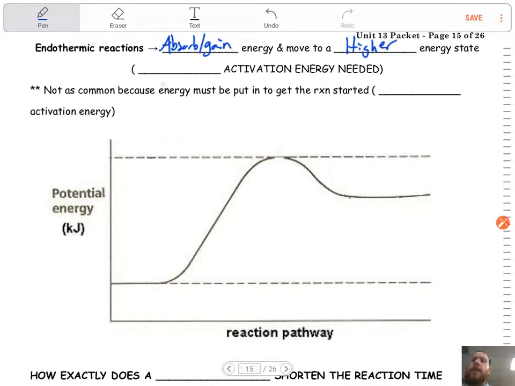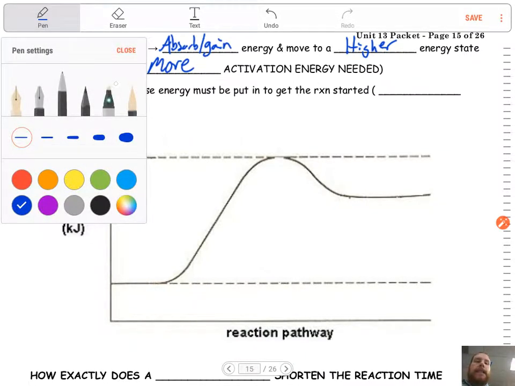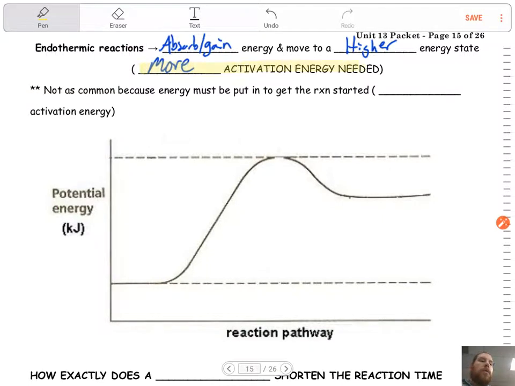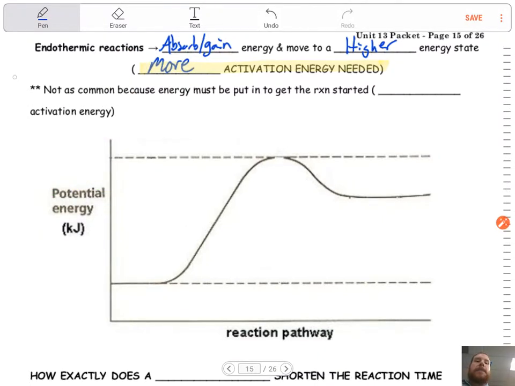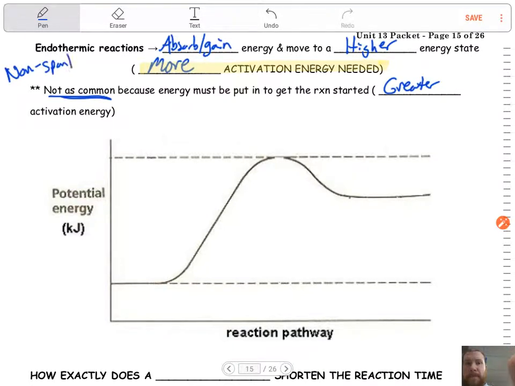All right, so endothermic reactions absorb or gain energy and move to a higher energy state. That means more activation energy is needed. That's the key that you need to remember here: more activation energy is needed. This is why these are not spontaneous. They're not as common because energy must be put in to get the reaction started, which means you need a greater amount of energy to get it activated, okay? So we're going to say non-spontaneous. Same thing, endothermic. We're going to go through and label the parts.